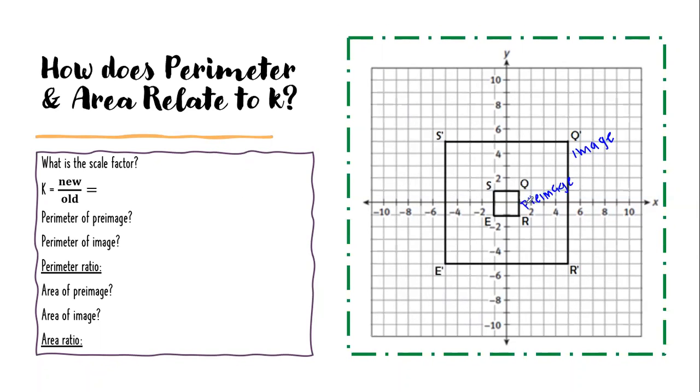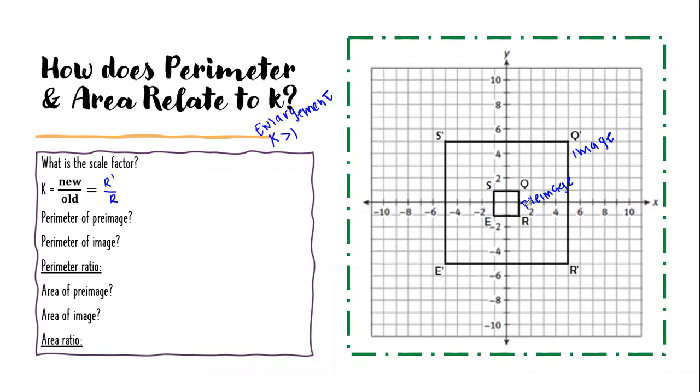So I know it's getting bigger, so I know my K value is going to be greater than 1 because this is an enlargement. So let's find the scale factor. Which letter do I want to use? Q, R, E, or S? R? Okay, let's do R. So we need to do new over old, so R prime over R.